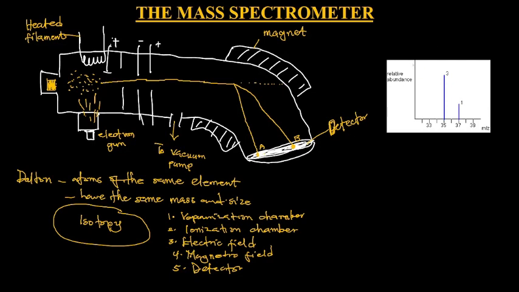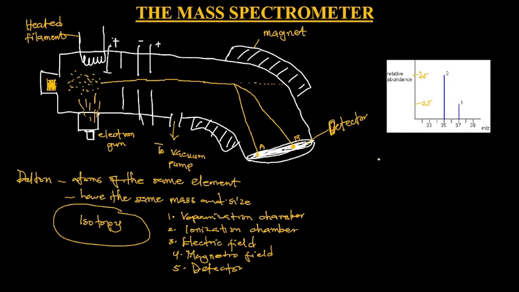Now on the y-axis we have the relative abundance, also known as intensity. If you should label this, it would have been 75, because the ratio is like 1 is to 3. So if this is 75% of the total, then this is going to be 25% of the total. Now, based on this information, we can calculate the average atomic mass of a particular element.